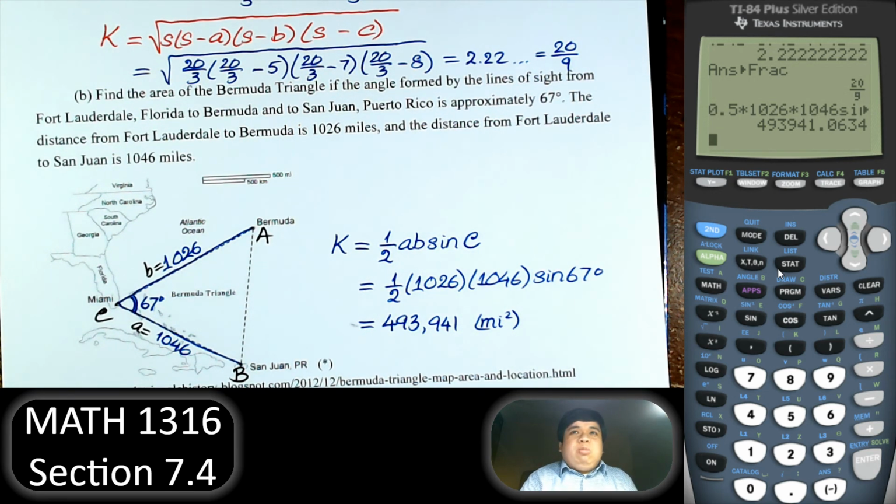Yeah, the actual area might be a little bit different because the Earth is not flat, so it's not a triangle. It's more like a curve. It's part of a triangle, so it will be a little bit different. But that's what we have here, and that's all I want to do in this section.